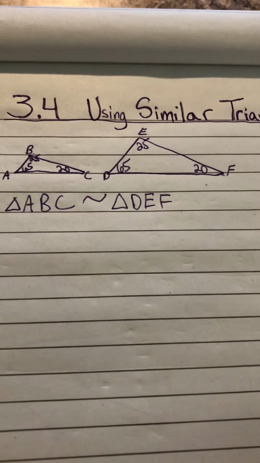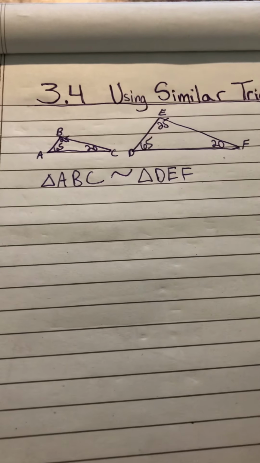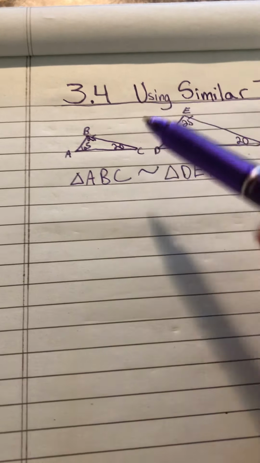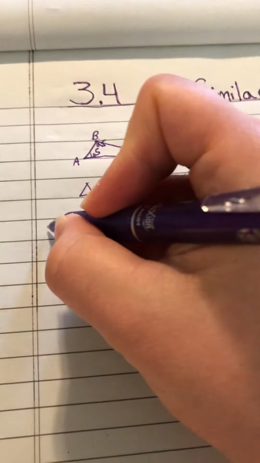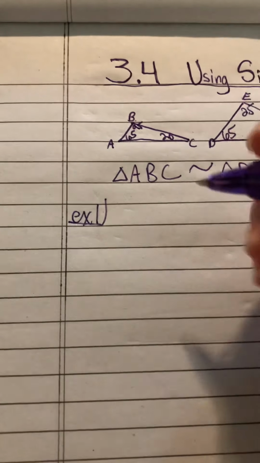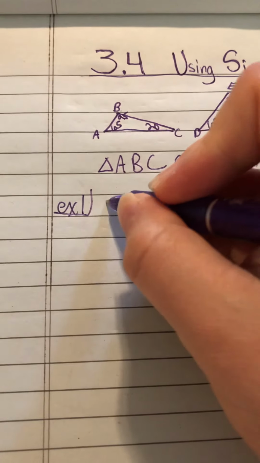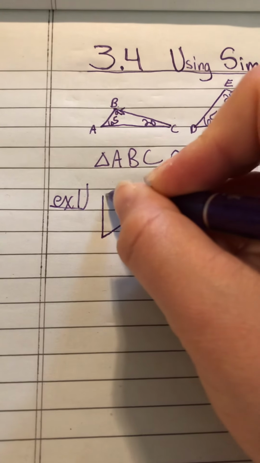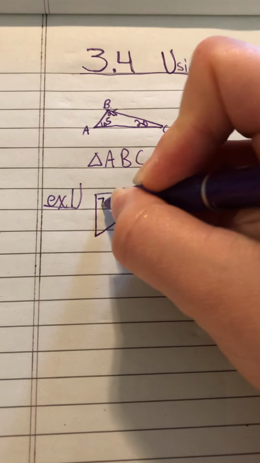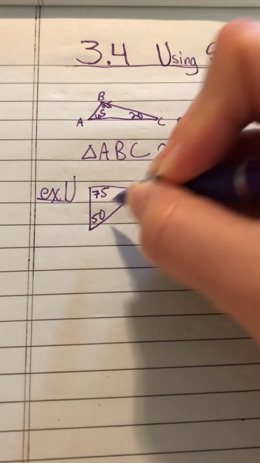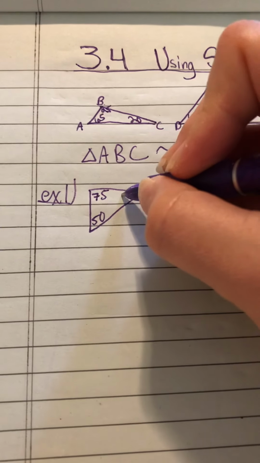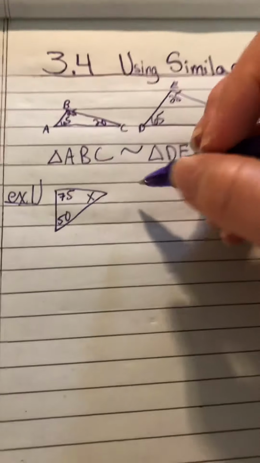All right, so now let's take this information that we know and put it into practice, because again, the title is using these similar triangles, and we can use them to actually find some angles. So let's start off with an example here. I'm going to call this example 1. I'm going to make this angle a 75-degree angle. And I'm going to make this one a 50. And I'm going to call this one X, angle X.